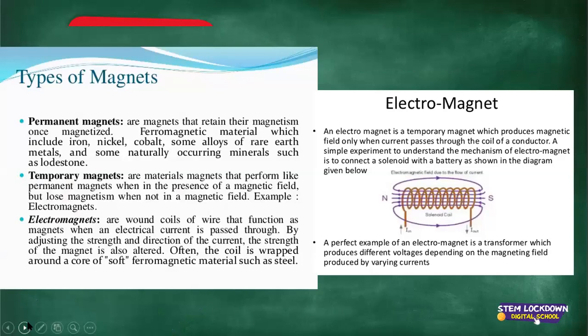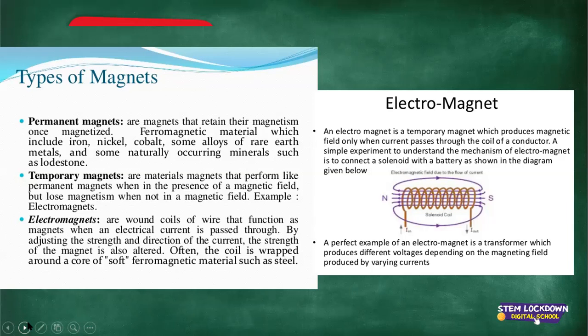Yesterday somebody asked me about permanent and temporary magnets. A permanent magnet is a magnet like we saw yesterday, that solid bar. Because it is solid, it's a permanent magnet, because the arrangement of the atoms is fixed. That's what makes it permanent. Examples of these are iron, nickel, cobalt, and some alloys of rare earth materials that occur naturally, such as lodestone.